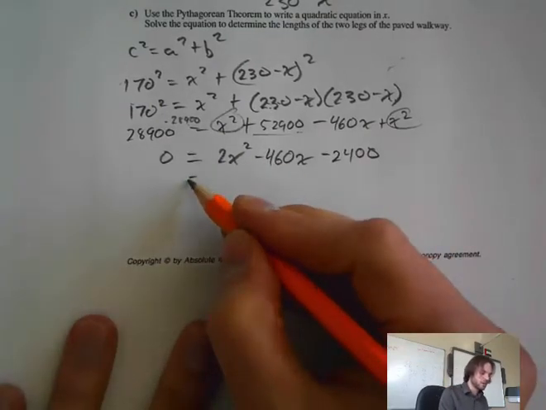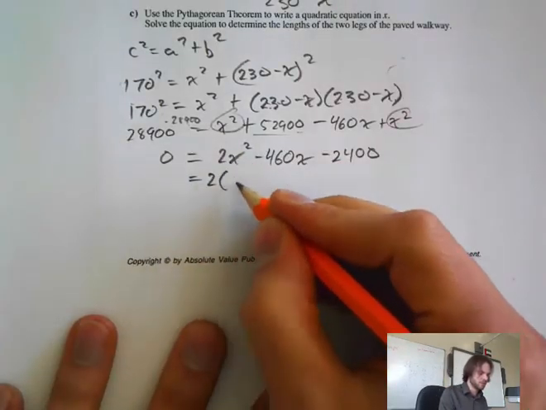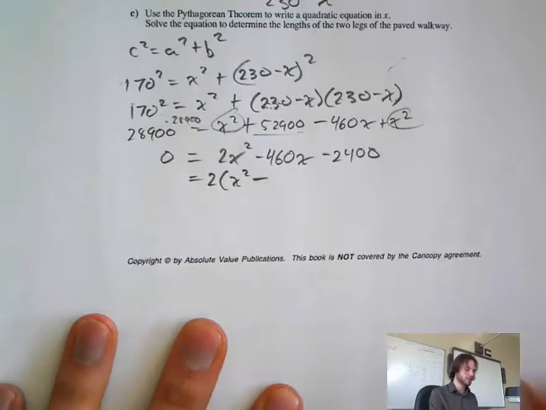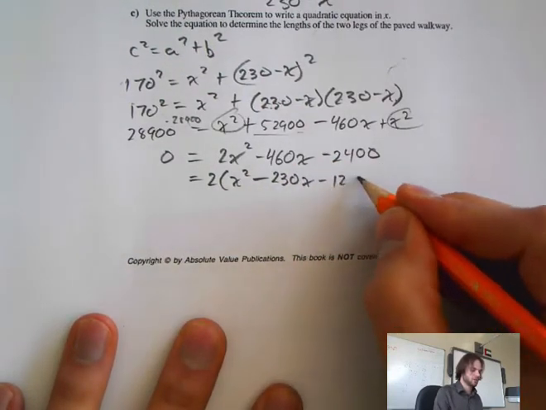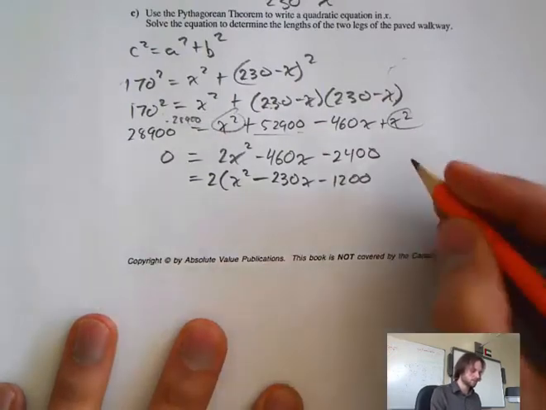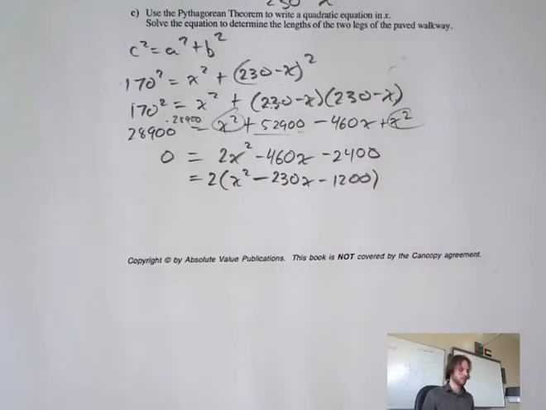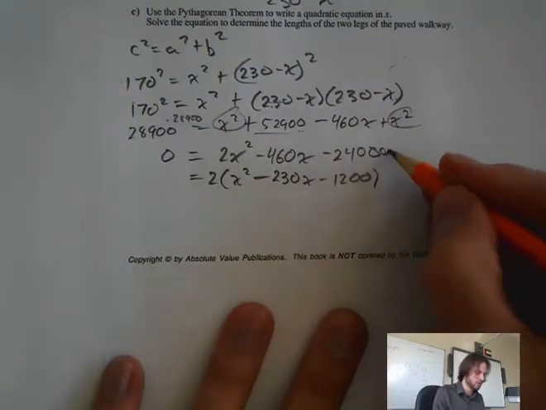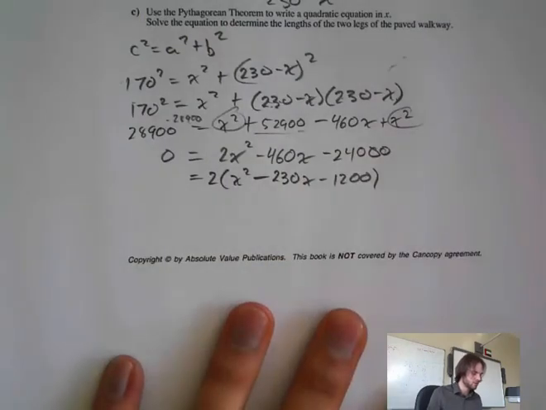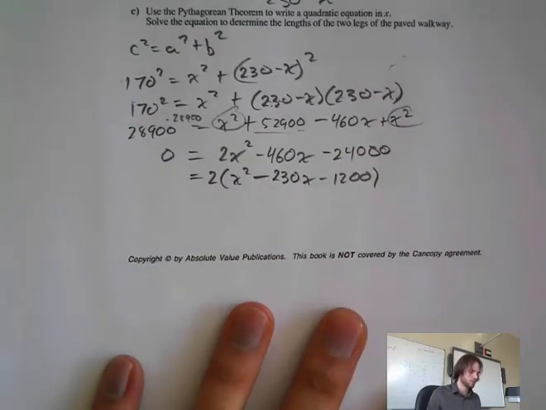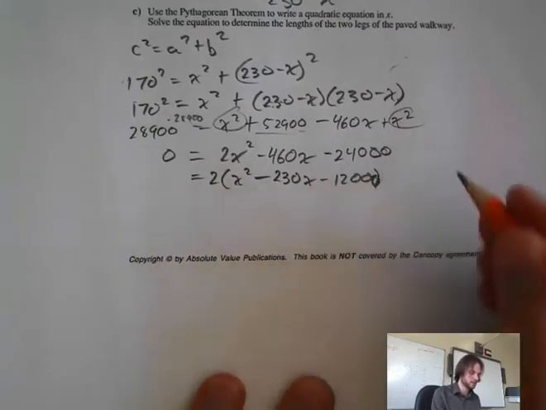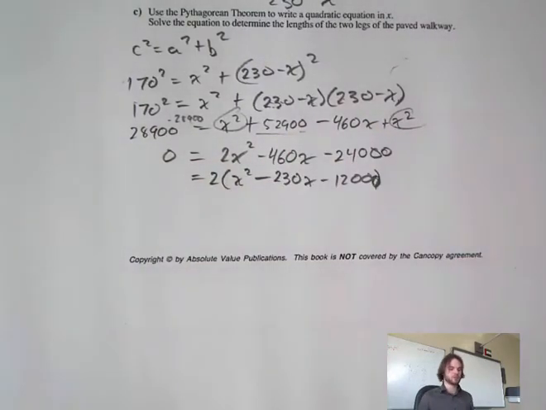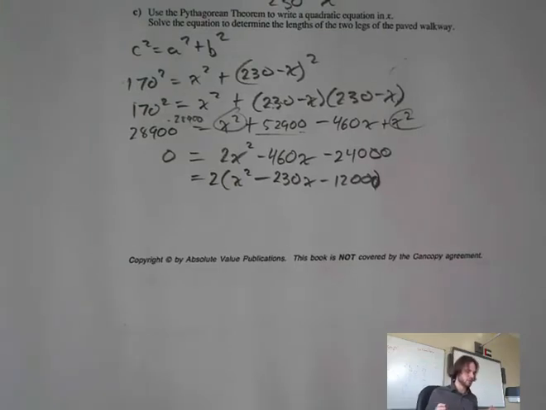First thing I'm going to factor out is this 2. So I have a 2, and I'm left with x squared minus 230x minus 200. Okay? Okay, let's take a look at this. Oh, there should be another 0 there, shouldn't there? Yeah, there should have been another 0. I was one 0 shy there. When I did the subtraction, there was one more 0. Whoopsie. Okay, so that's good.